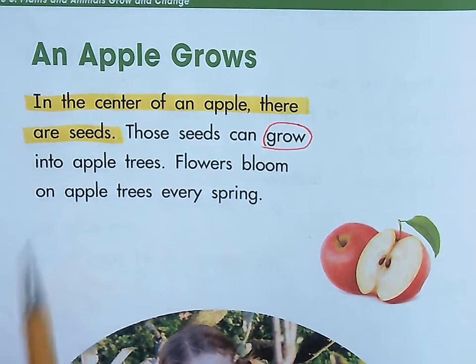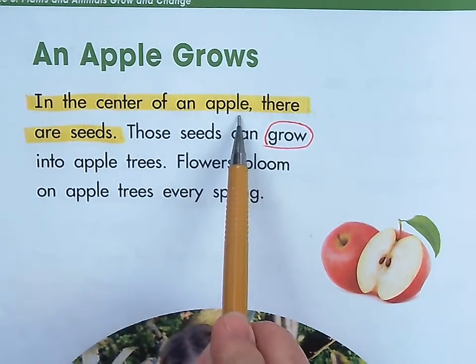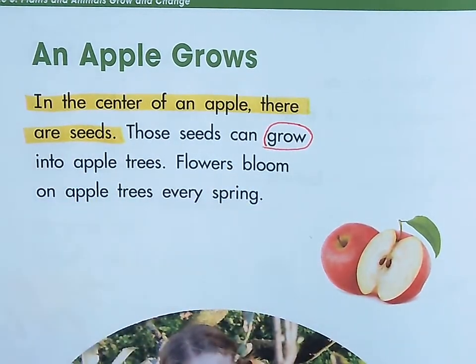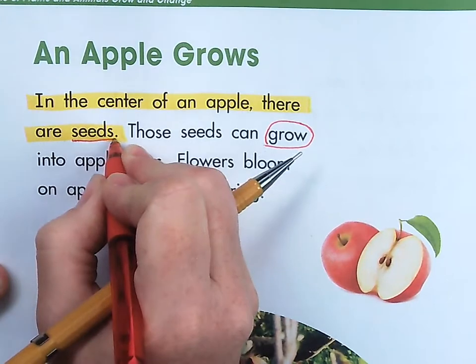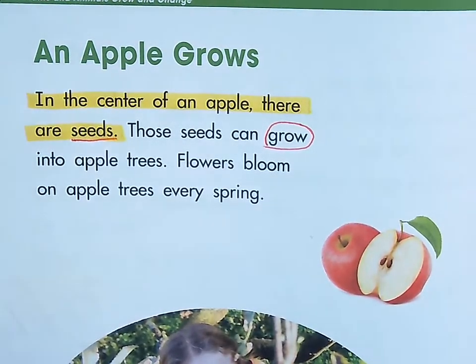Let's read that sentence. In the center of an apple, there are seeds. Do you see a noun that's more than one, that's plural? Touch it. Take your pencil and underline it. That's right. Seeds. See how there's an S at the end? That means that there's more than one.